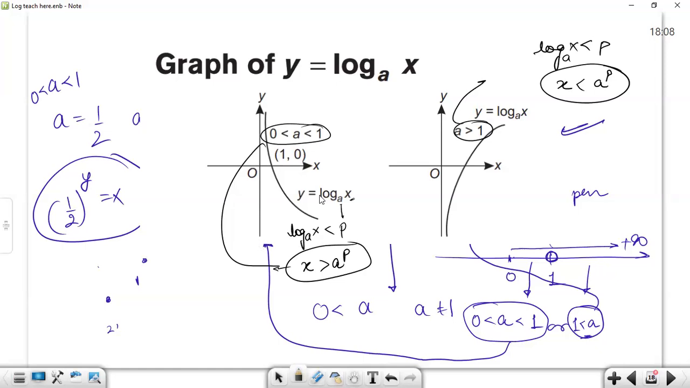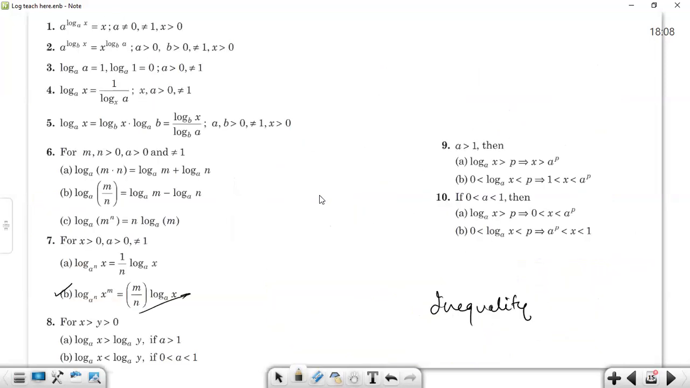Yes, sir. So the same logic is followed here in the given properties also. First, let us understand this. We have discussed it earlier also, just now. When a is more than 1, then the x will remain on the same side and a will go to the other side of the inequality. And the sign of inequality is also not changing.